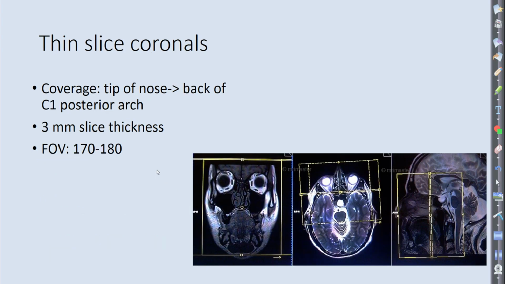Here's how you set up for your thin slice coronals. 3 millimeters slice thickness. Remember, on the coronals, we're covering from the tip of the nose to the posterior arch of C1. Here's C2, so C1's right here, and then the posterior arch has to go behind the spinal cord here. So we have adequate coverage. And you can see here the pons. We got the entire pons, and we know it originates from the lateral aspects of the pons. We have the entire frontal sinus all the way down to the mandible.